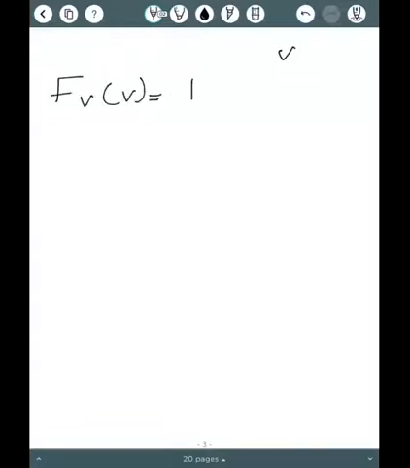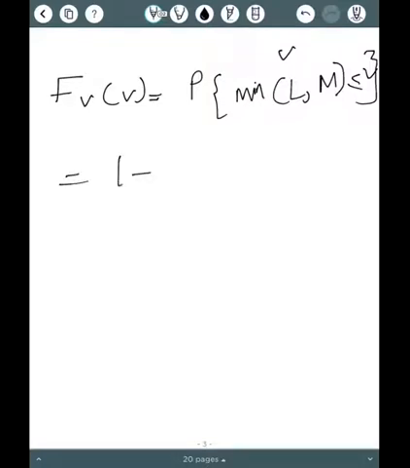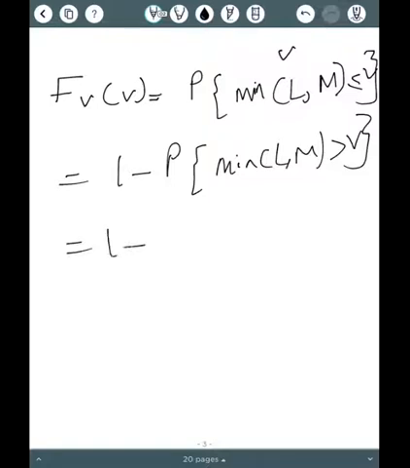basically it's a function of two things. It's a probability of the minimum of the lifetimes of L and M, whichever fails first, being less than or equal to v. So the elevator system will fail, and we have written this as 1 minus the probability that L and M are greater than v, right? We know that L and M are independent variables, right?